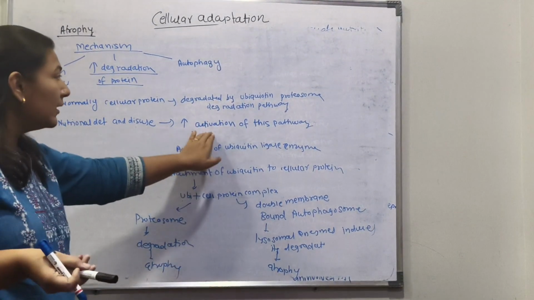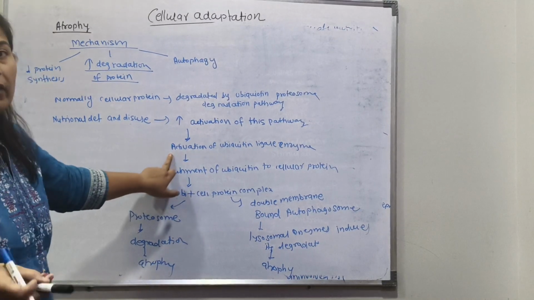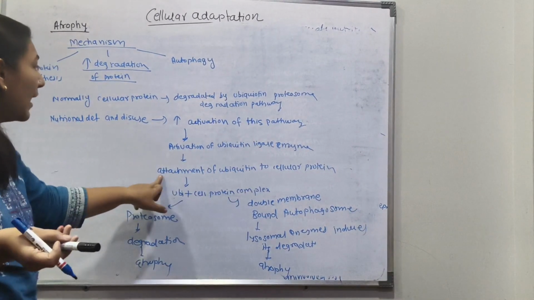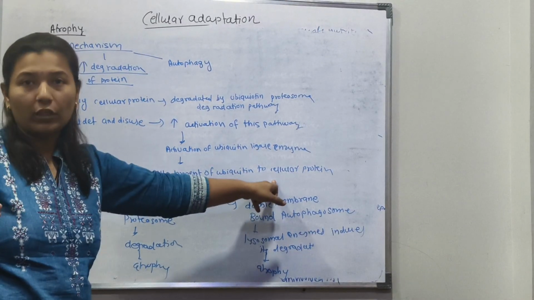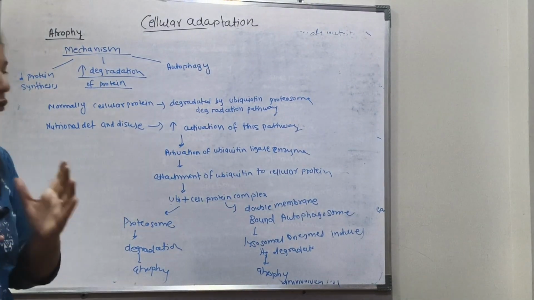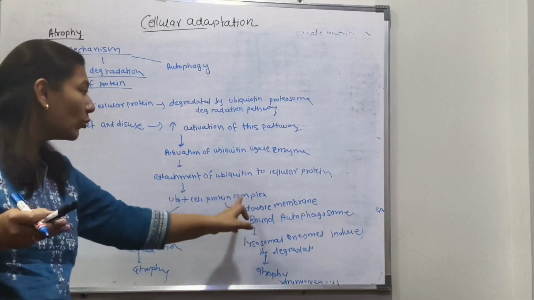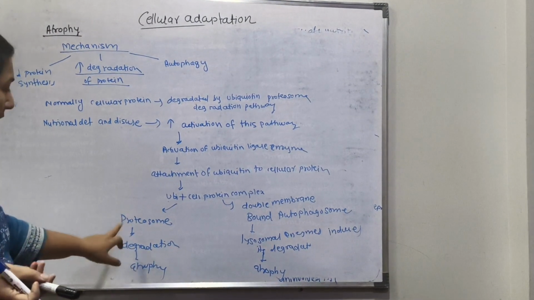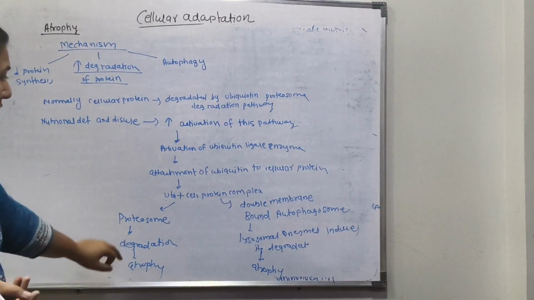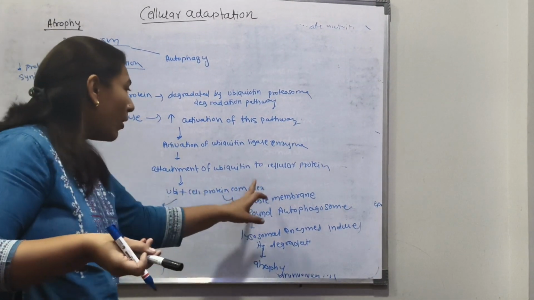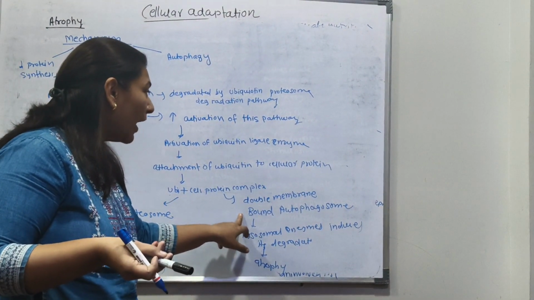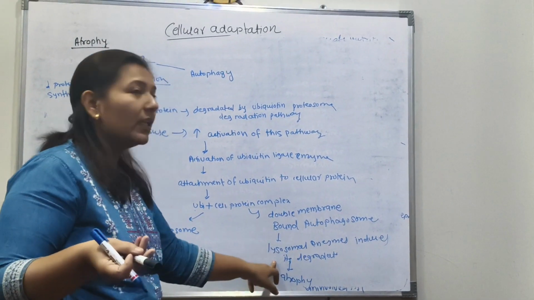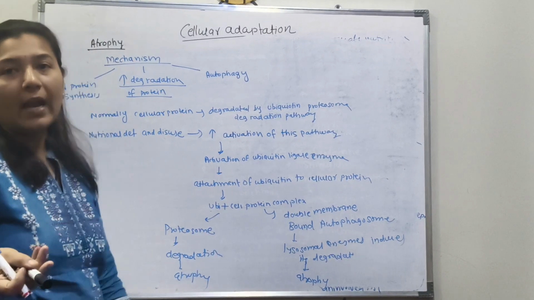And when these pathways get activated, it leads to the activation of ubiquitin ligase enzyme. This ubiquitin ligase enzyme causes the attachment of ubiquitin to the cellular protein. Then a complex is formed, the ubiquitin and cellular protein complex. When these complexes are taken up by the proteasome, it leads to degradation and causes the atrophy. And when these complexes are taken up by the double membrane bound autophagosome, the lysosomal enzymes present in the autophagolysosome induce their degradation, which leads to the atrophy.